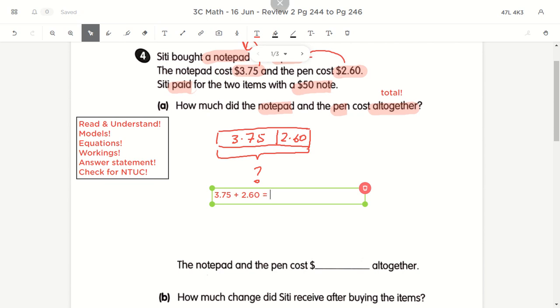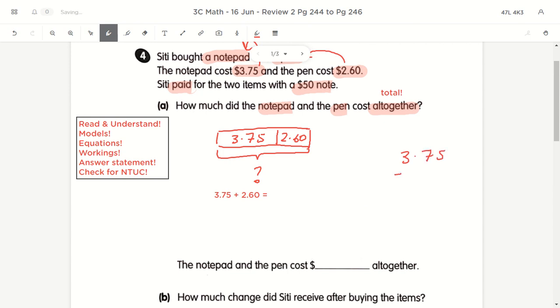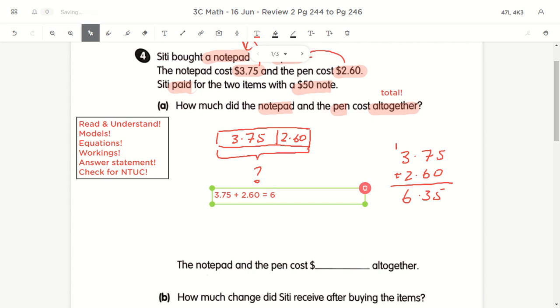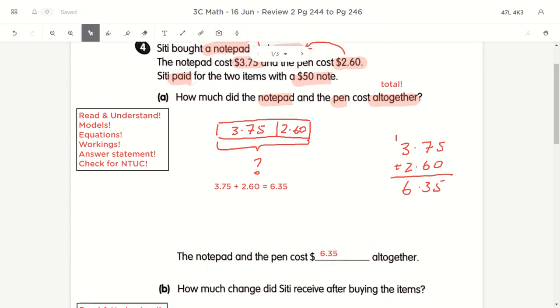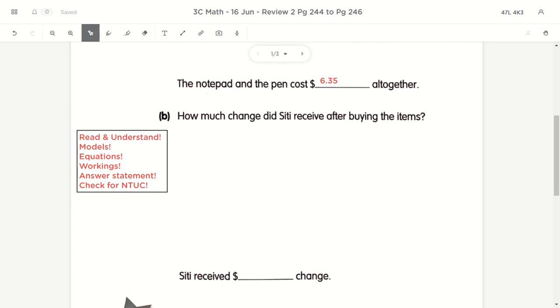So let's work this out. Okay, so let's work at the side. $3.75 plus $2.60. 5, 13. We group 1. 4 plus 2 is 6. So over here it will be $6.35. Make sure you put in the dollar sign when you write the answer statement, but luckily they are written for you, which is good. So $6.35 would be the total cost of both the notepad and the pen. Alright, but that's not the end. Part B, they ask you how much change do you get back when you pay with the $50 note.